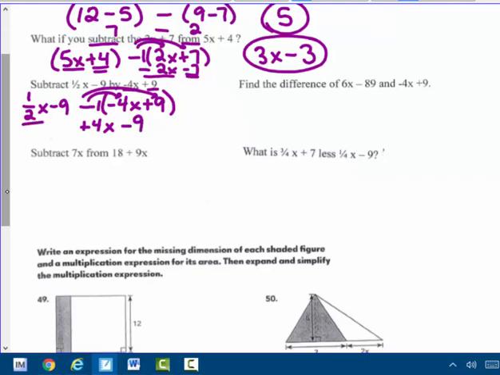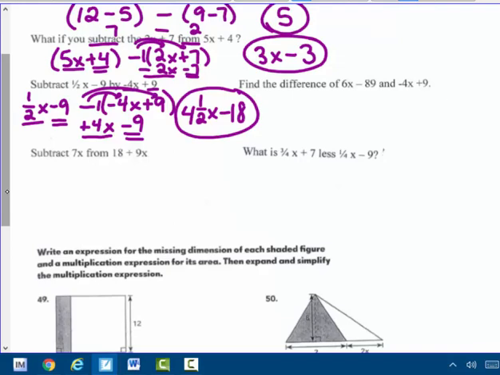And when I combine like terms to simplify the expression, 4x plus 1/2 an x is 4 1/2 x. And -9 and -9, same signs, add and keep. I get -18. 4 1/2 x, -18 is my simplified answer here.